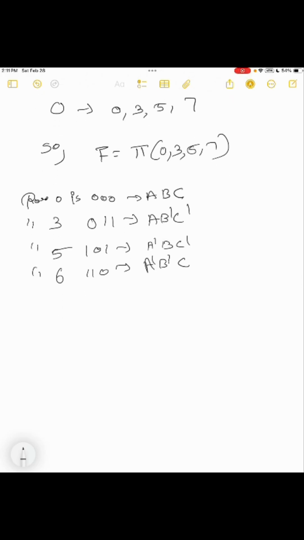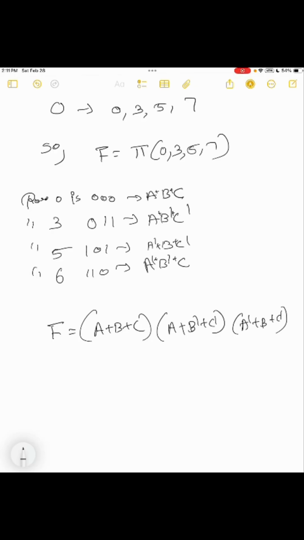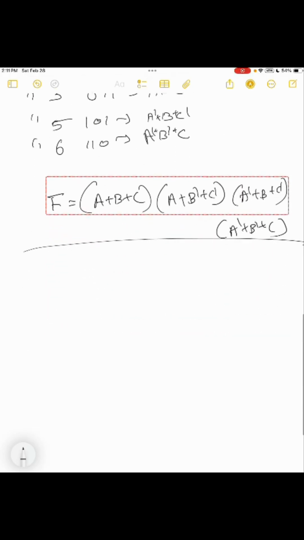The canonical POS is the multiplication of all the terms, with the AND sign between all the sum terms, just multiplying all of them in one equation. So A plus B plus C, times A plus B dash plus C dash, times A dash plus B plus C dash, times A dash plus B dash plus C. This is the canonical POS.